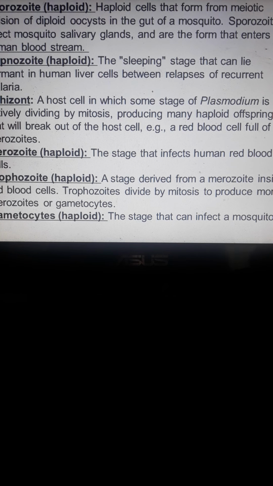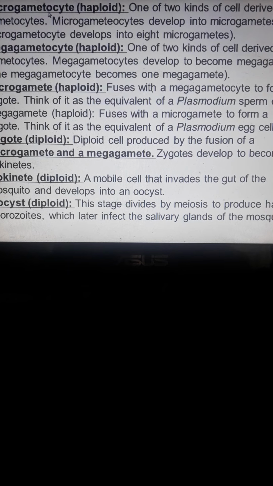So trophozoites divide by mitosis to produce more merozoites and gametocytes. As I told you, the gametocytes come from trophozoites in the red blood cells. And then gametocytes are the stage that can infect mosquitoes. So we have the microgametocyte and the macrogametocyte, one of the 2 kinds of cells derived from gametocytes. Microgametocytes are haploid too. So micro develops into microgametes. Okay, 1 microgametocyte develops into 8 microgametes.